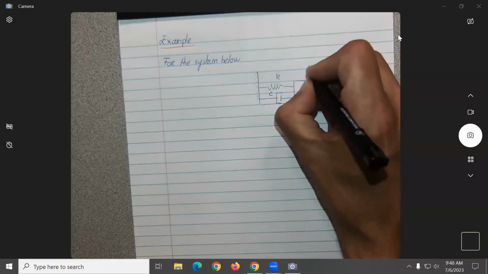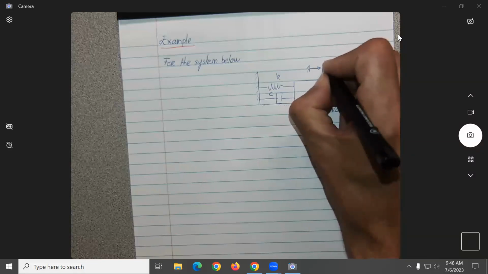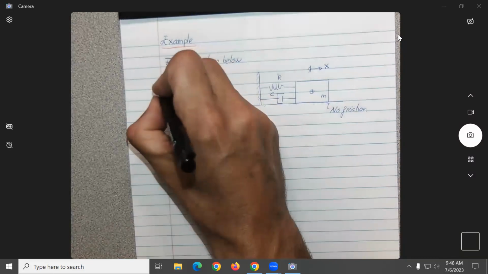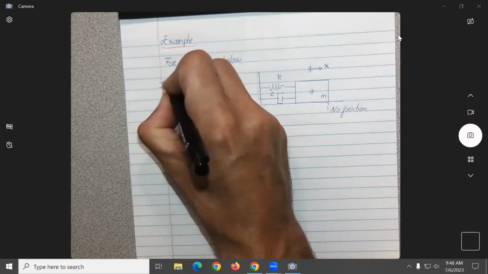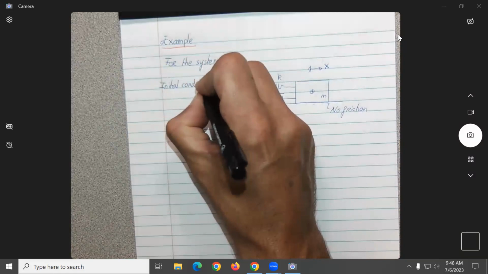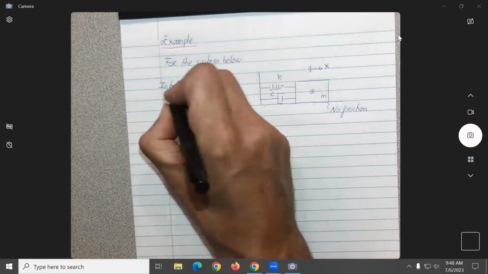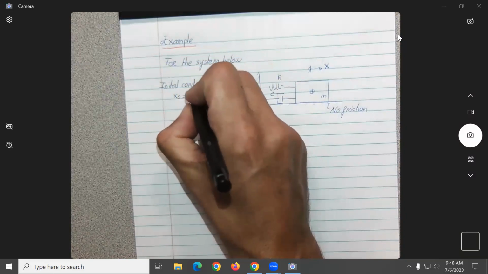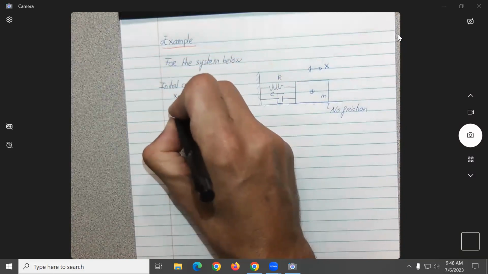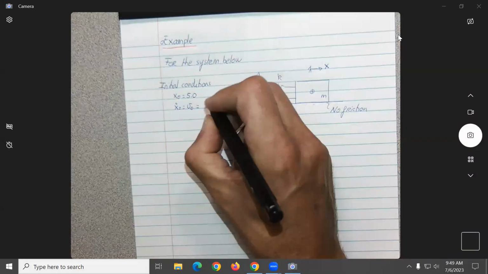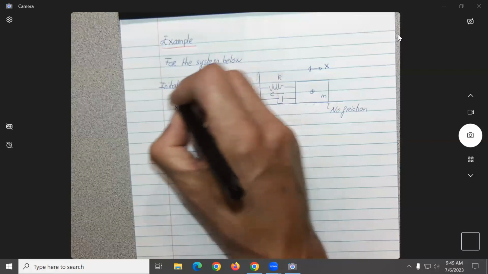I'm gonna say our origin for the coordinate system is gonna be the center of the mass, so we call it X. And we'll be dealing with the initial conditions of X sub naught equal to 5.0 and X dot sub naught, so the velocity at 0, equal to 1.0.